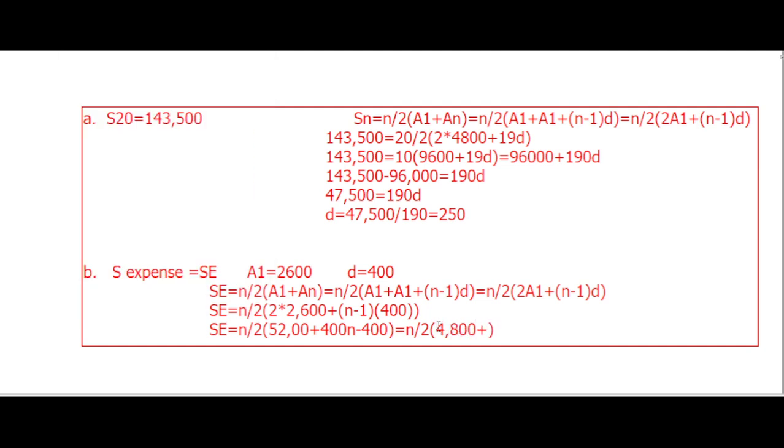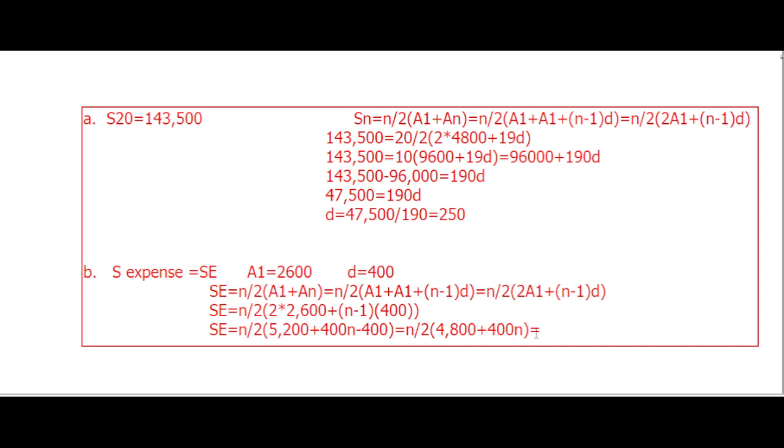4,800 plus 400 n, which is equal to, let's write it, 5,200 plus 400n minus 400, which is equal to n over 2. Now let's divide each term by 2.